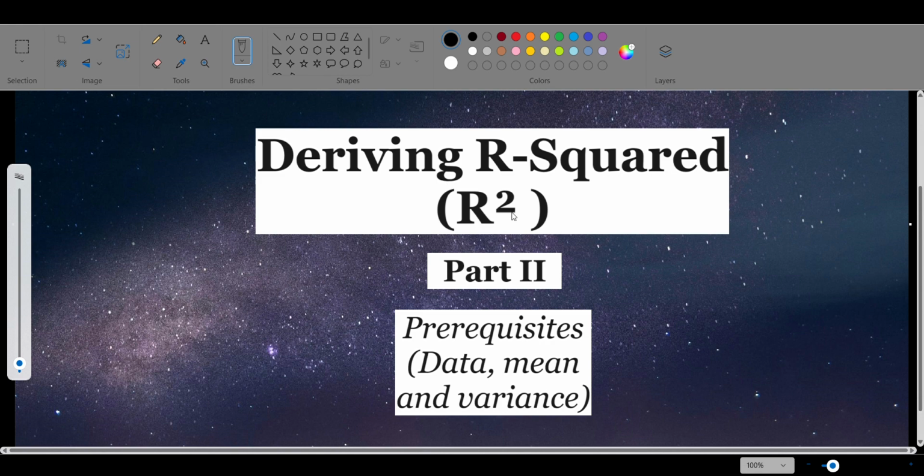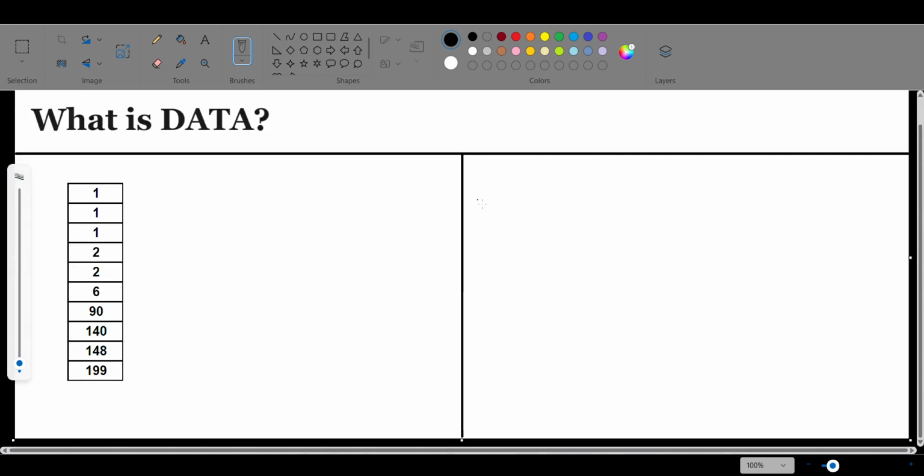Our first topic to discuss is what is data? So before I explain this concept to you, I have a few numbers written down on the screen. Just have a look at them. What do you think these numbers symbolize? What do they mean? Just think about that.